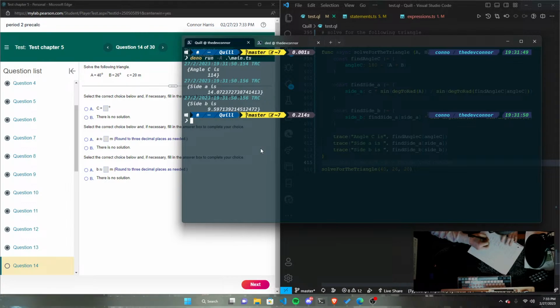Let's use the A. So we have 14.072 times the sine of B, which B is 26 degrees, divided by sine of A, which A is 40 degrees.